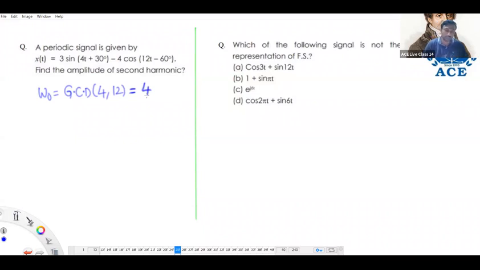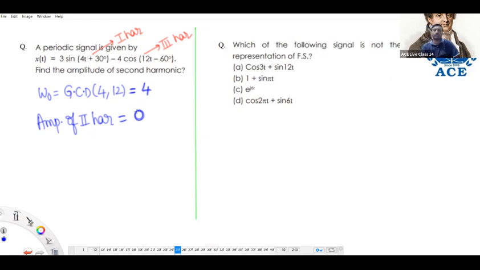So which harmonics are available? This is the first harmonic. This is the third harmonic. So automatically, what is the amplitude of the second harmonic? 2 4s are 8, that frequency is not present. So the amplitude of the second harmonic is 0.